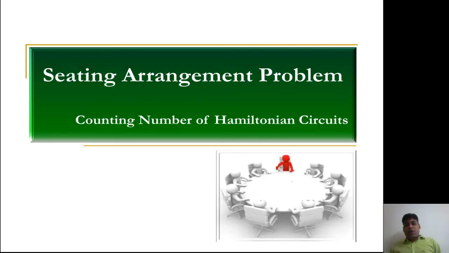Now, using Hamiltonian circuits, we can solve one problem. Basically, this is not a problem of finding a Hamiltonian circuit, but a problem of finding the number of Hamiltonian circuits in a very special graph. The problem is known as the seating arrangement problem. The solution lies in counting the number of Hamiltonian circuits in a complete graph.